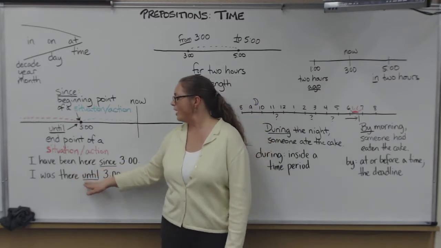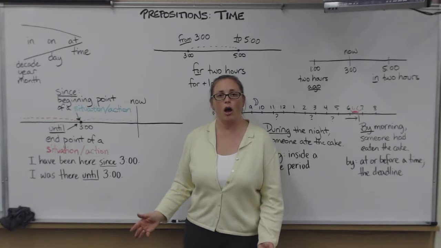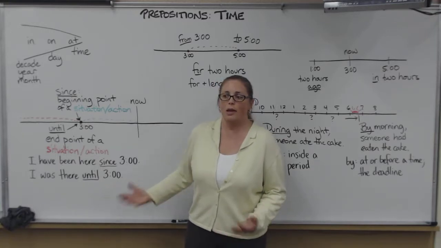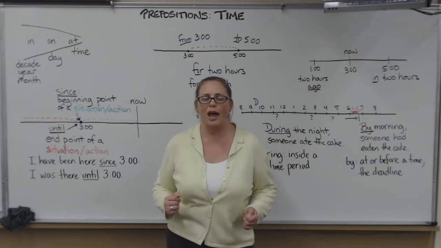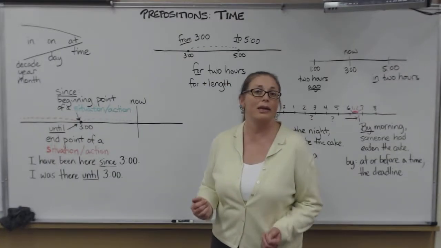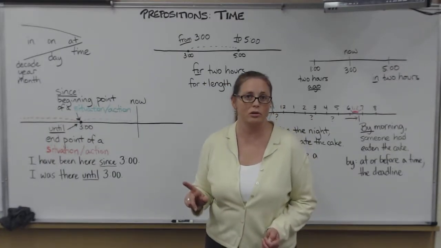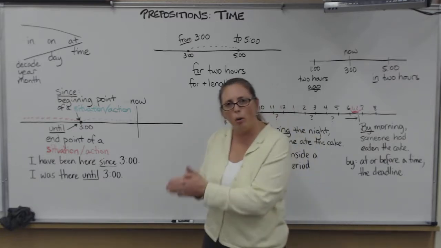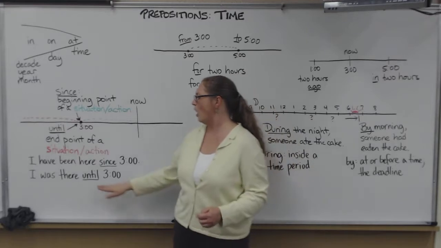Until is used if this is your end point that you want to talk about. So, I was there until 3 o'clock. This doesn't tell you the beginning time. Maybe somebody already knows that beginning time, or maybe the beginning time is not important. Here the focus is on the ending point of 3 o'clock.